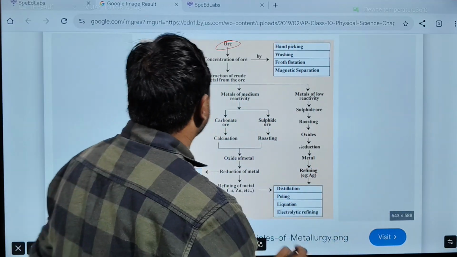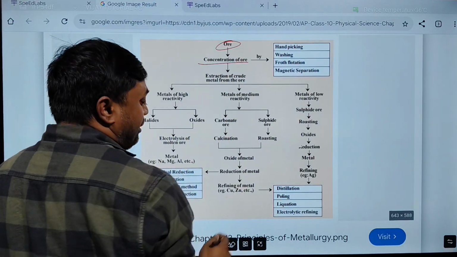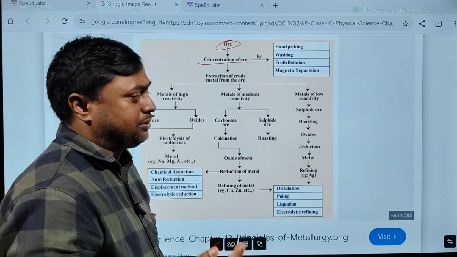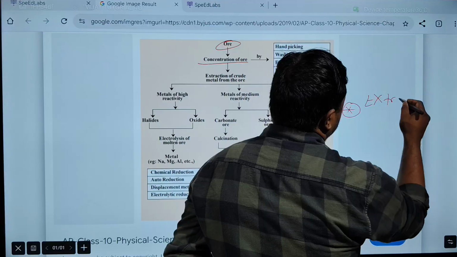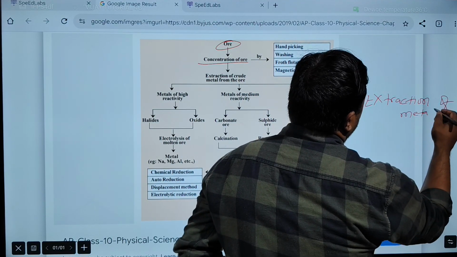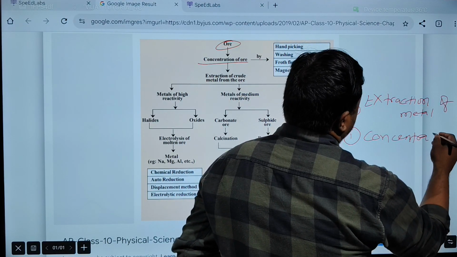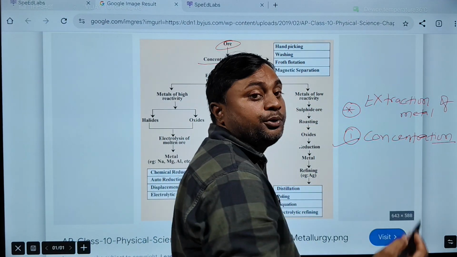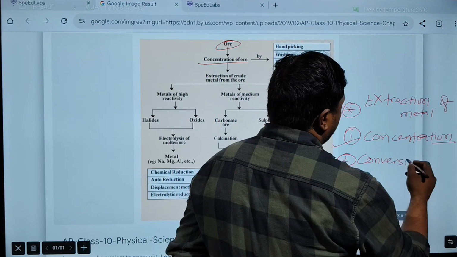In this flow chart we discuss first the ore. When we talk about the extraction of metal from the ore, we generally have four steps. The first one is called concentration of ore, also called dressing of ore. In this method, the basic impurities are removed. The second one is conversion of concentrated ore into oxide.